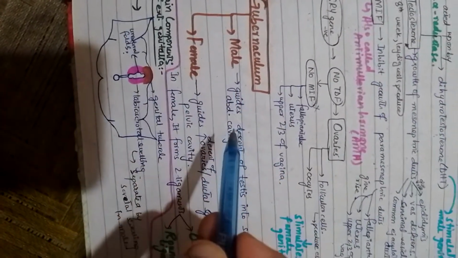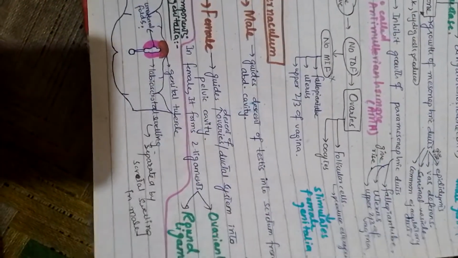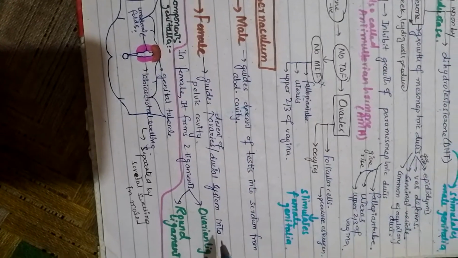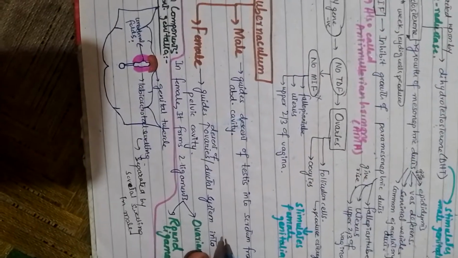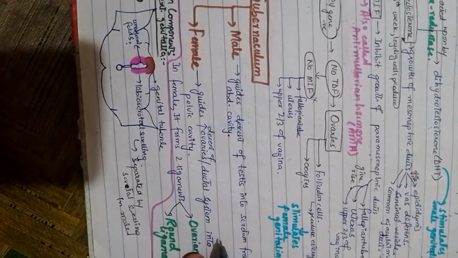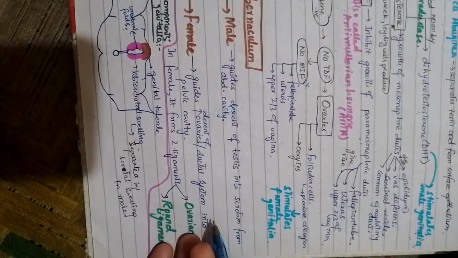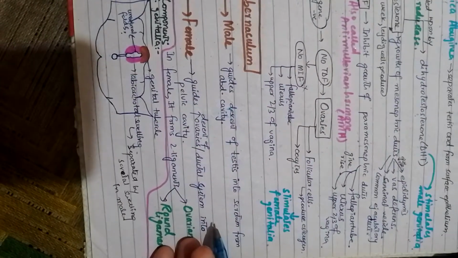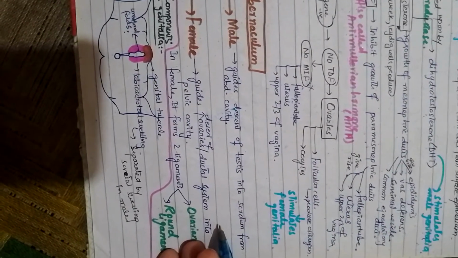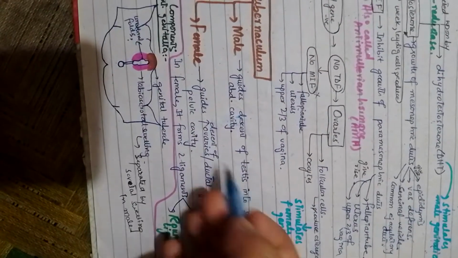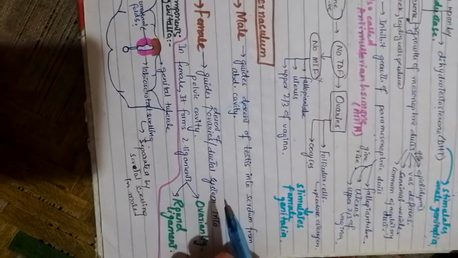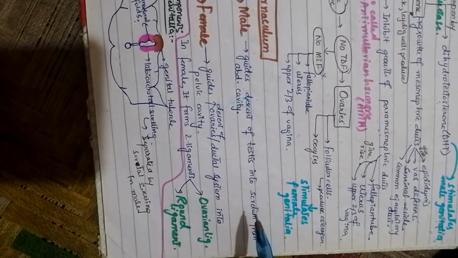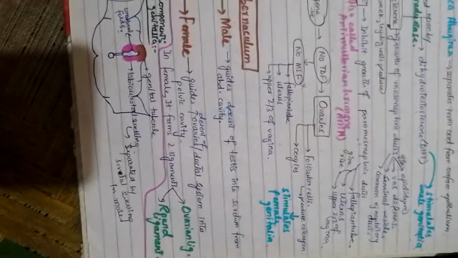I have written it. Gubernaculum in the males guides the descent of the testes into the scrotum from the abdominal cavity. First, the testes are present in the abdominal cavity, but when the gubernaculum structure is formed, it guides the testes to descend down into the scrotum. And in females, what is the role of gubernaculum? It guides the descent of the ovaries or ductal system into the pelvic cavity. And in females, it also forms two ligaments, that is ovarian ligament and round ligament.